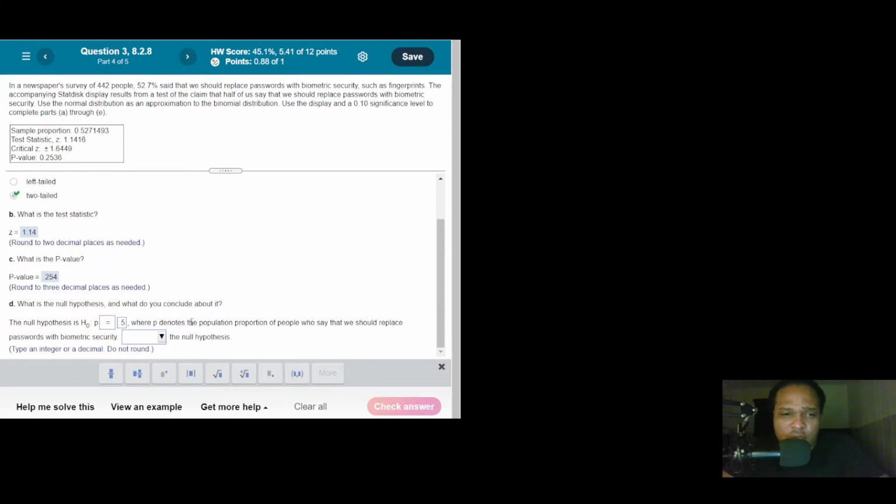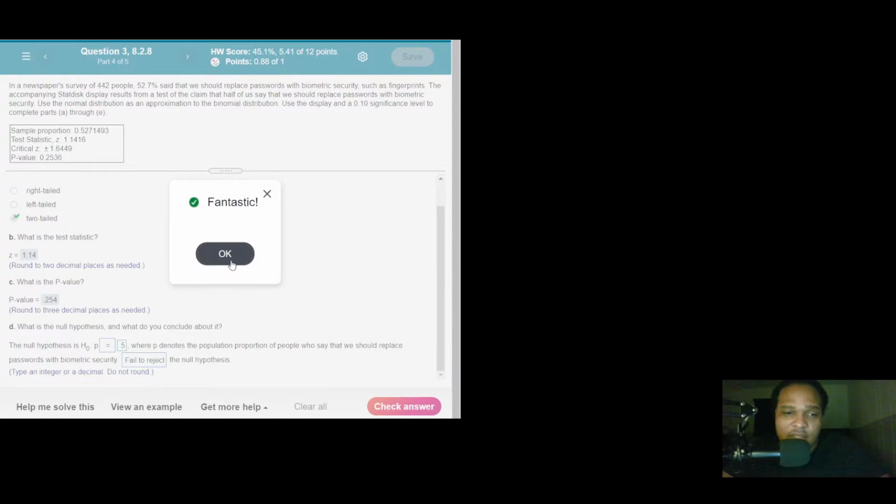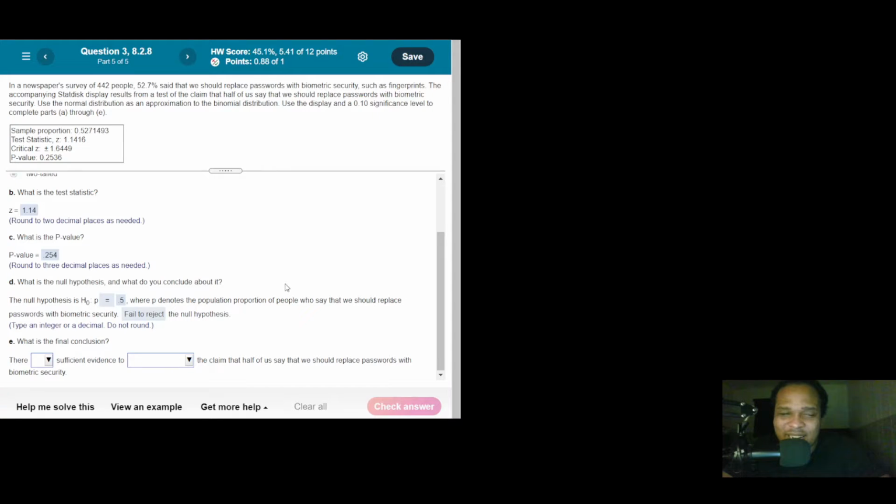The null hypothesis H0, where P denotes the population, say that we should replace password to... Oh, what is the null hypothesis? Let's go ahead and compare the p-value to your significance level. Our p-value is greater than our sig, so this is a fail to reject. So we fail to reject the null, and that's what we're going to roll with. Yeah, there we go. It's kind of weird how they presented it.